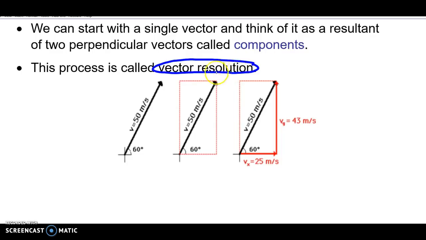So for vector resolution, we're going to be using right triangle trig, okay? Notice here that these vectors are all representing velocity. Remember how I talked about that vectors have a lot of applications. Velocity is one of them.